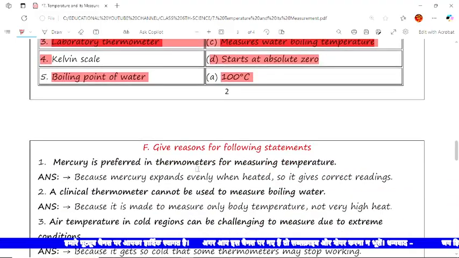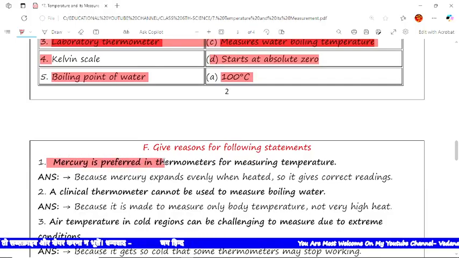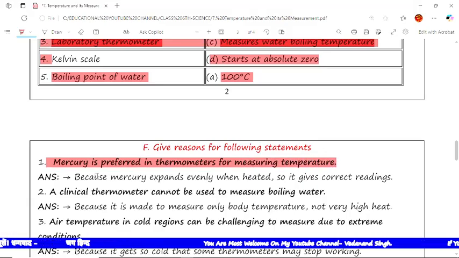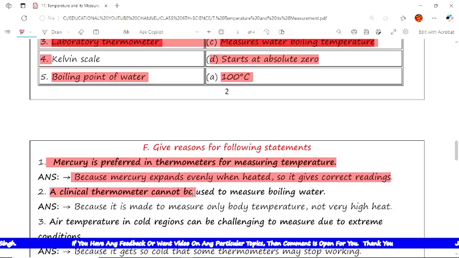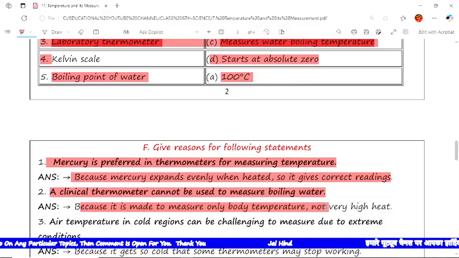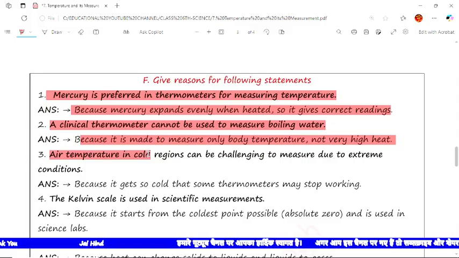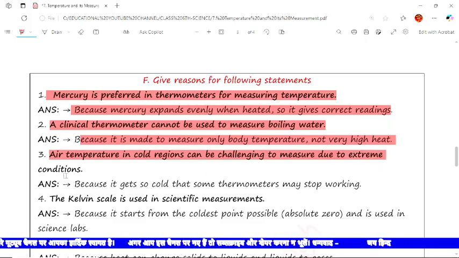Now the next question is, give the reason for the following statements. Here statements are given, and we have to give the proper reason. The first statement is, mercury is preferred in a thermometer for measuring temperature. The reason is that mercury expands evenly when heated, so it gives the correct reading. The next statement is, the clinical thermometer cannot be used to measure the boiling point because it is made to measure only body temperature, not very high heat. The next is, air temperature in a cold region can be challenging to measure due to extreme conditions.